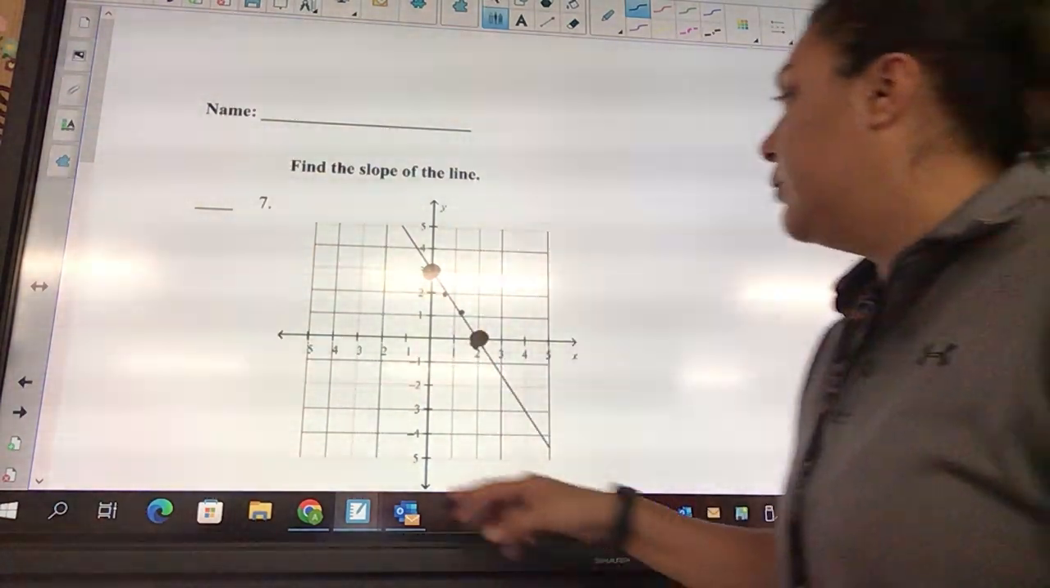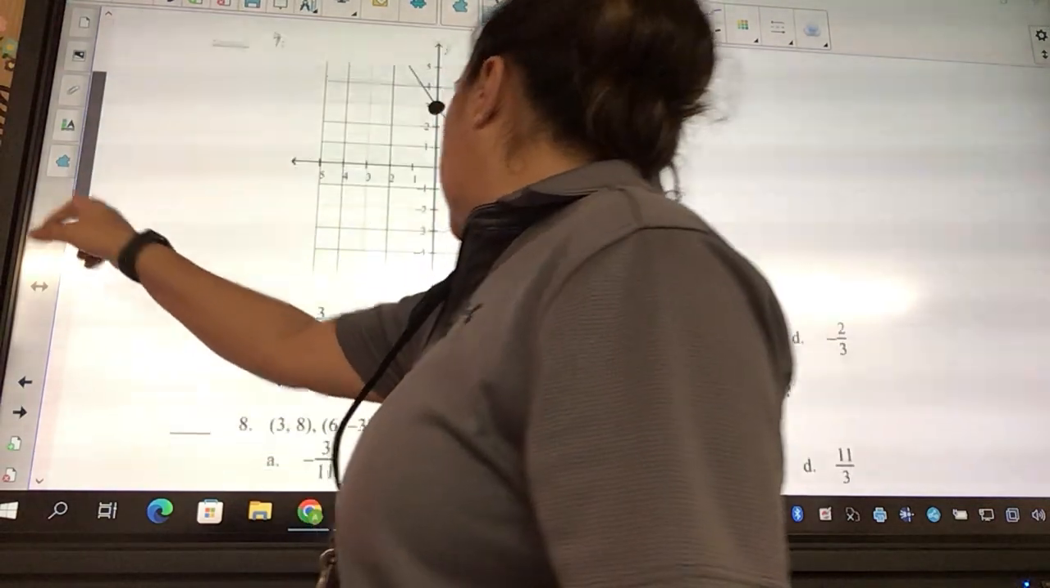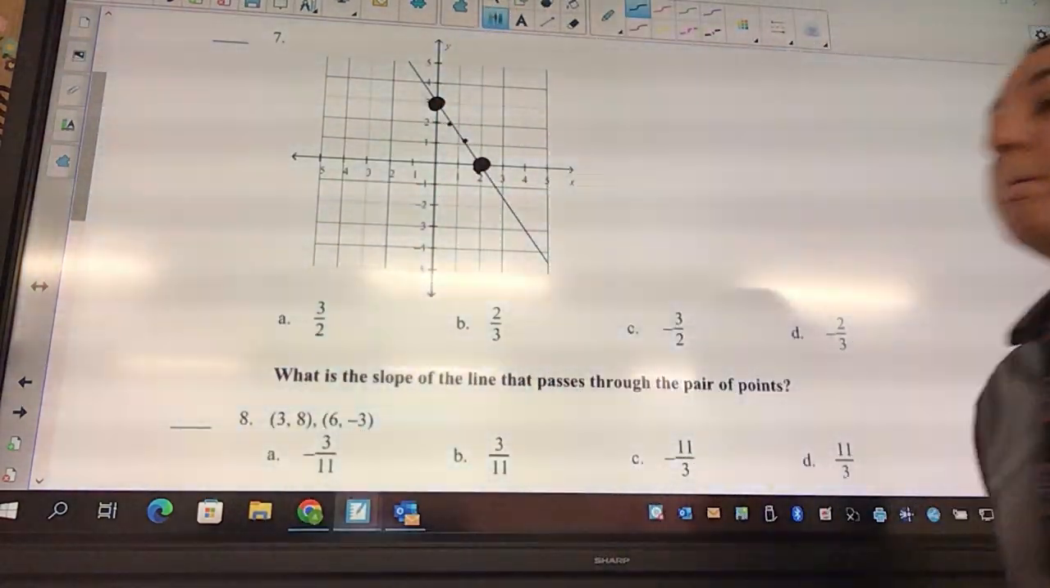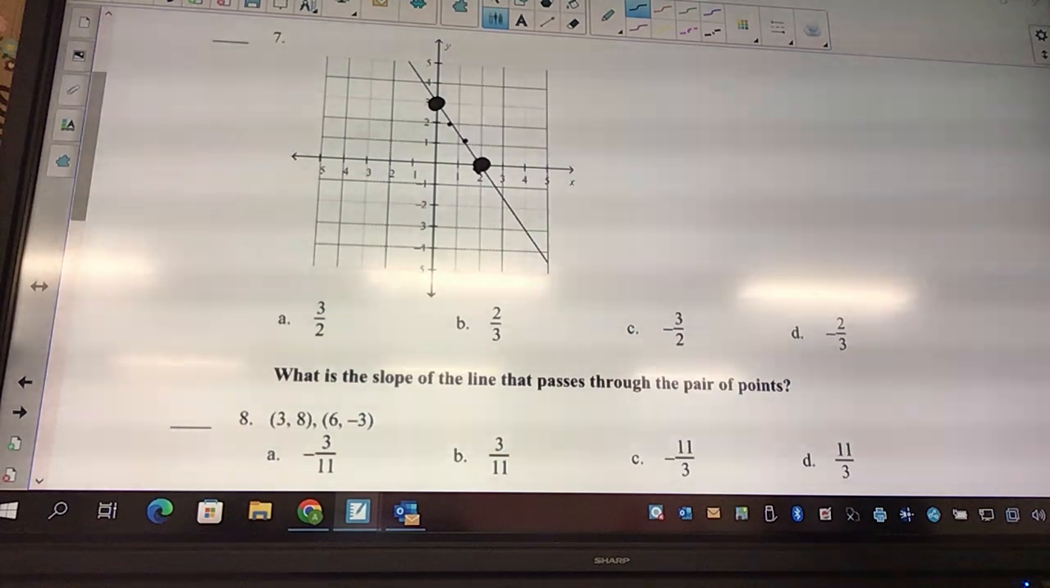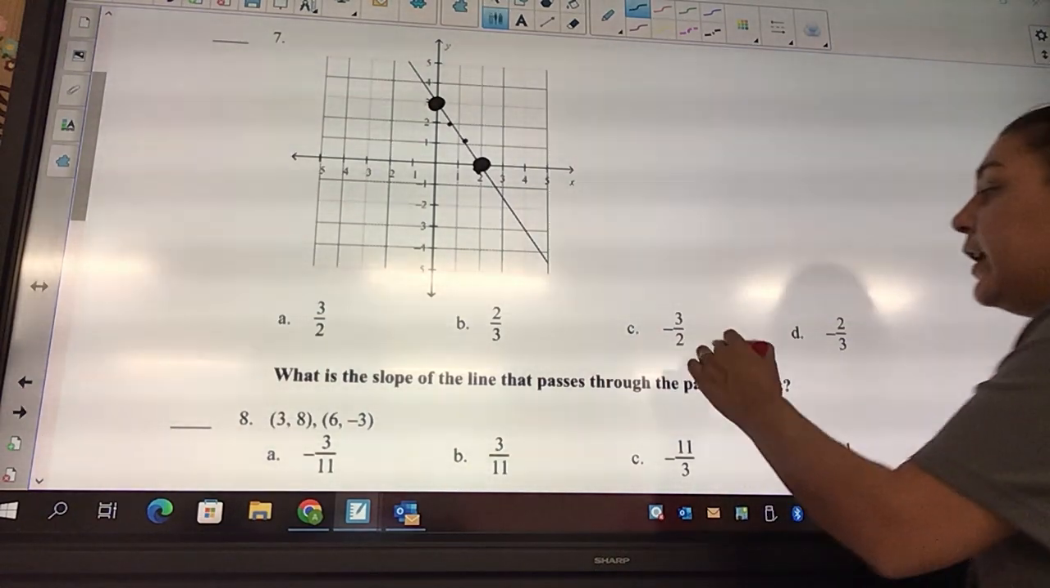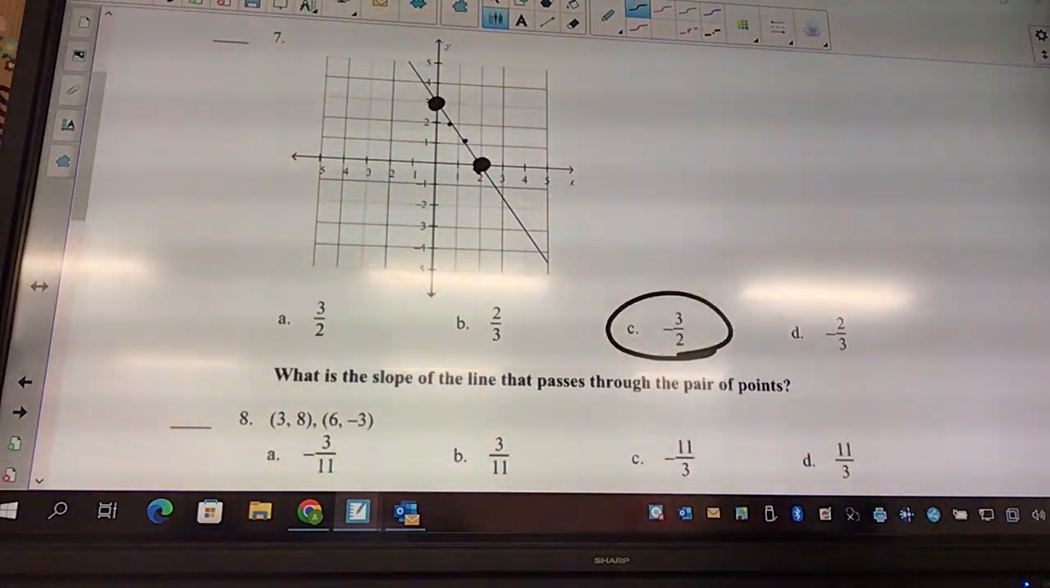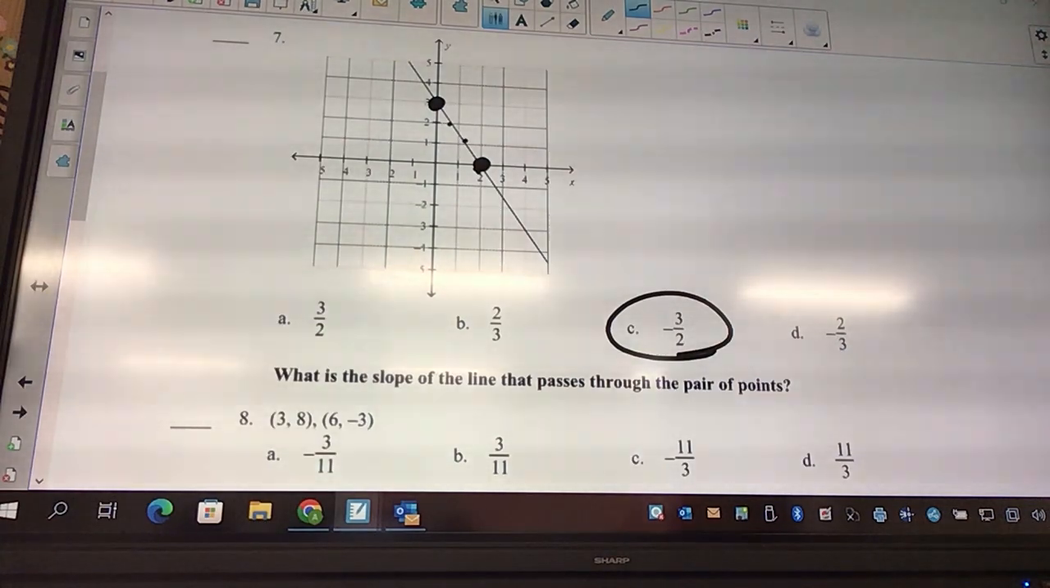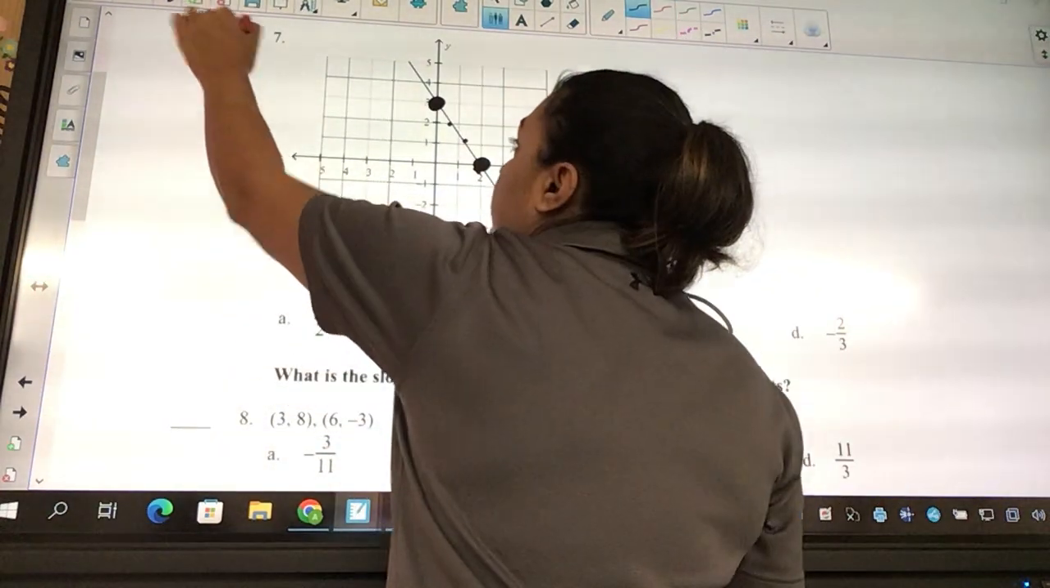So what is that slope? A. Wait, no. It's C. What's the difference between A and C? C is negative. Our slope of the line is negative. Okay, so it's going to be C.